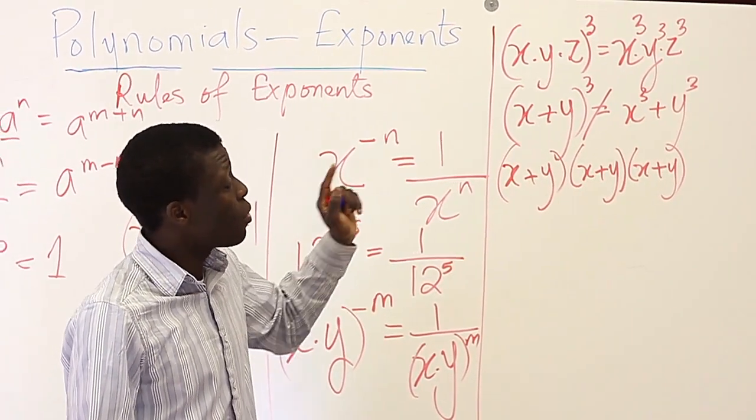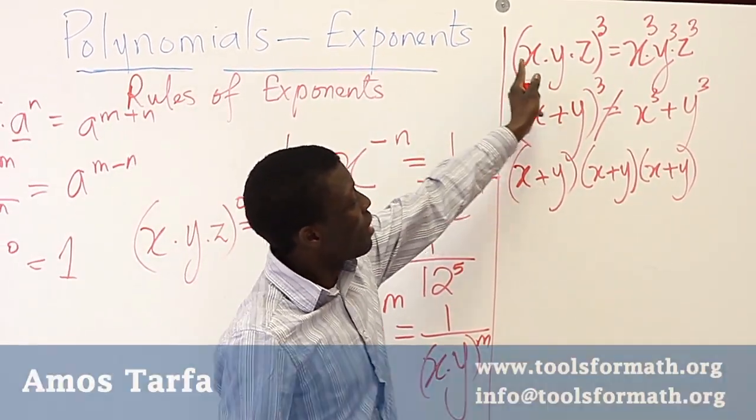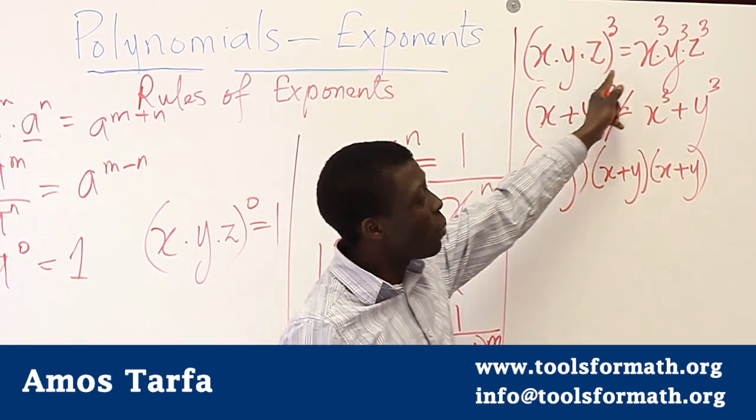So please remember the principle here. If there's an exponent outside, it will go on top of each of the terms inside.